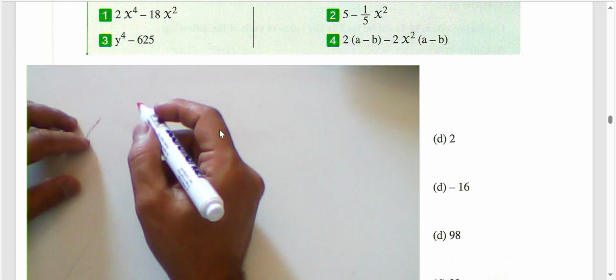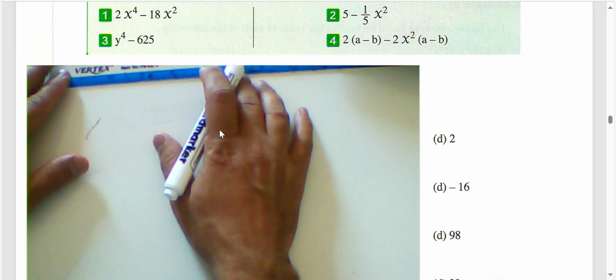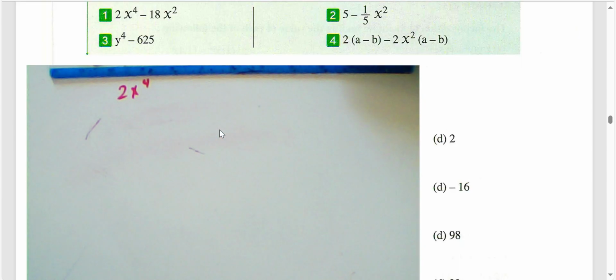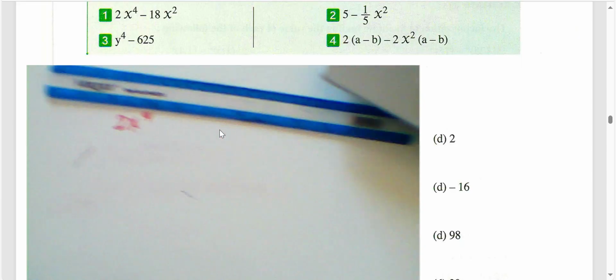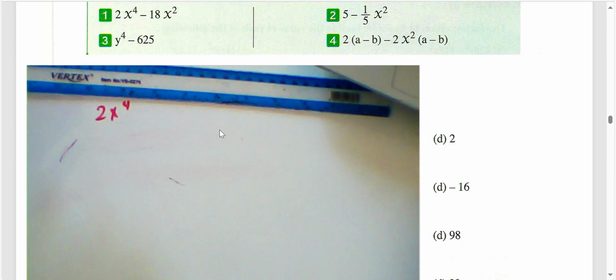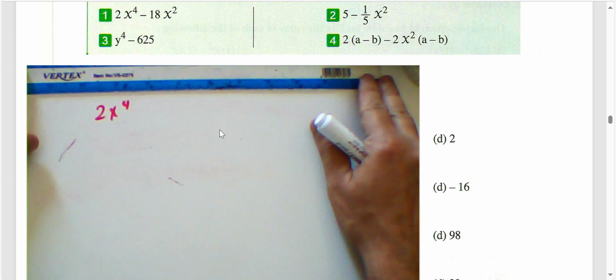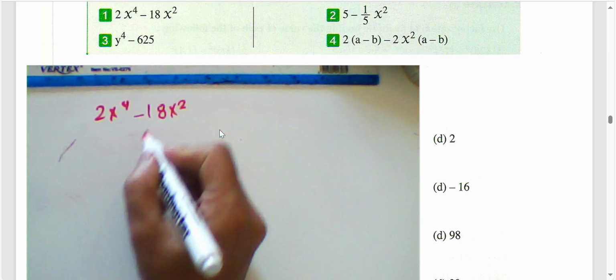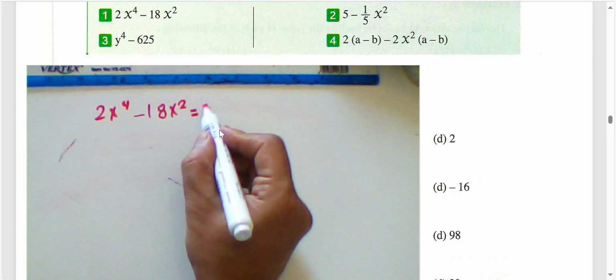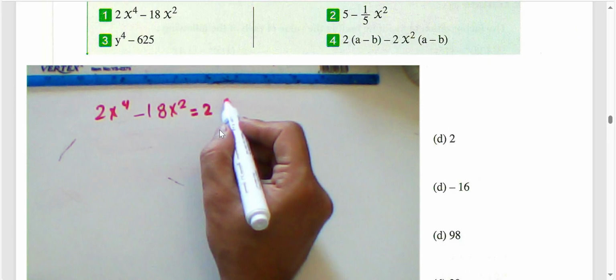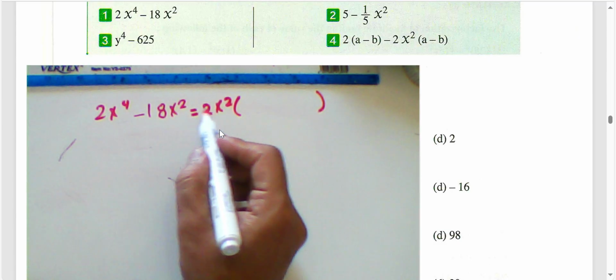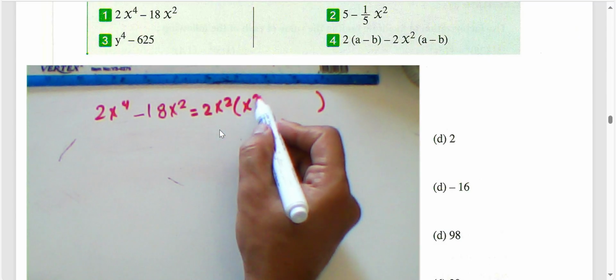You can write the highest common factor between two terms. We have 2x power 4 subtract 18x power 2. We can write the highest common factor between two terms, and also x power 2. And then we can divide it. 2 divided by 2 is 1. x power 4 divided by x power 2 is x power 2.